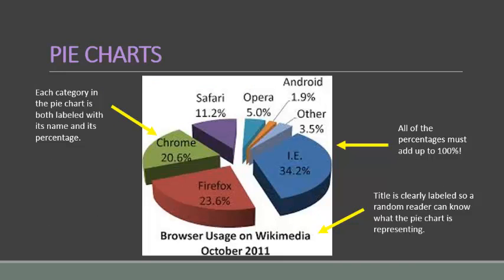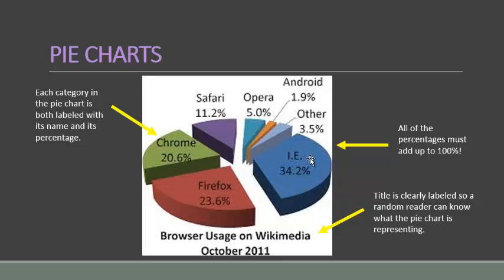Up next we have a pie chart. A pie chart is also referred to as a circle graph. In a pie chart, all of the percentages must add up to 100%. Secondly, in a pie chart, each category must be labeled and have a percentage attached.